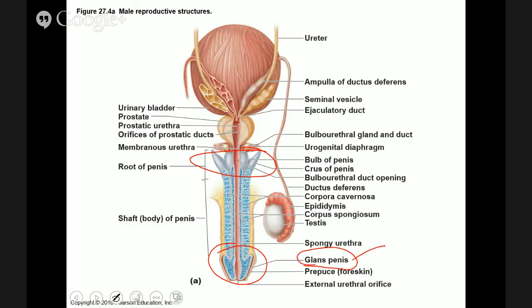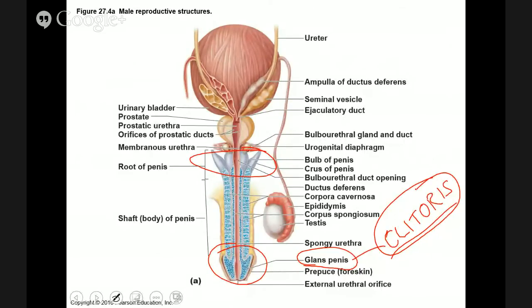Now this is homologous to a structure in the female reproductive system called the clitoris. So the 2 structures are essentially equivalent. So in a developing fetus, if it's a female, the glans will develop into the clitoris. If it's a male, it'll develop into the penis.